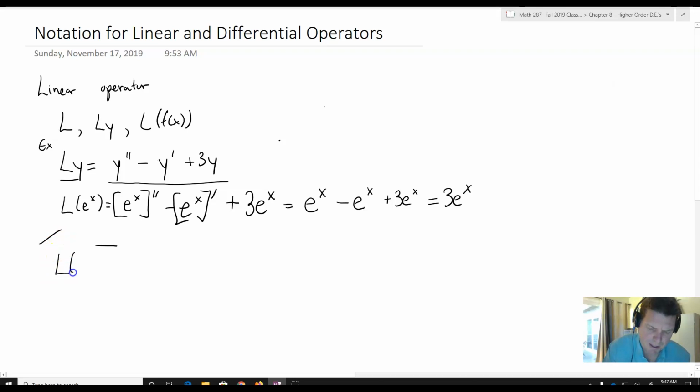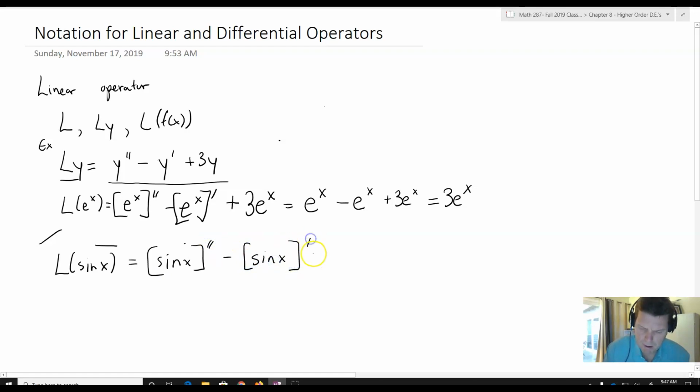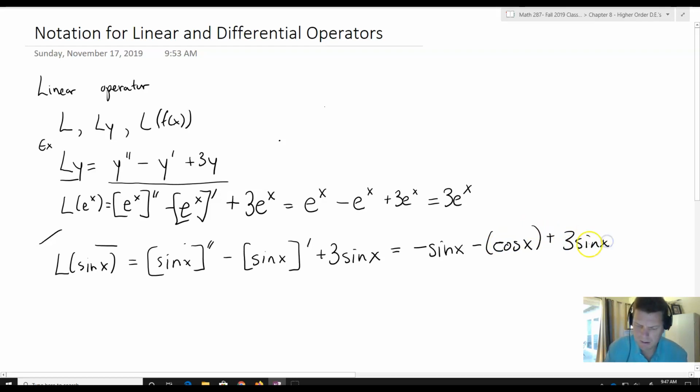Let's just imagine that we had, say, something like L of sine x. This would then be sine x double prime minus sine x prime plus 3 sine x, which equals negative sine x minus cosine x plus 3 sine x, which would simply equal 2 sine x minus cosine x. And that's basically all we're going to do with the linear operator, okay?